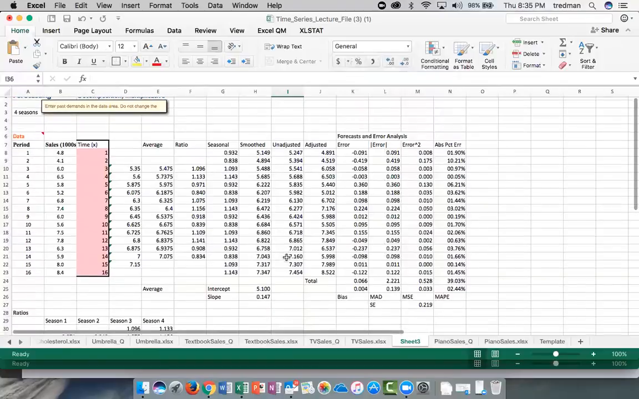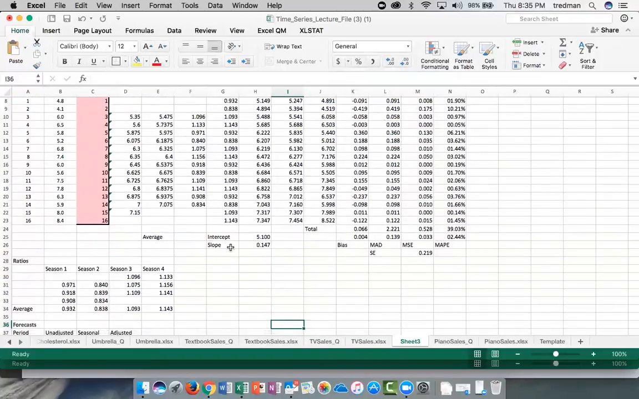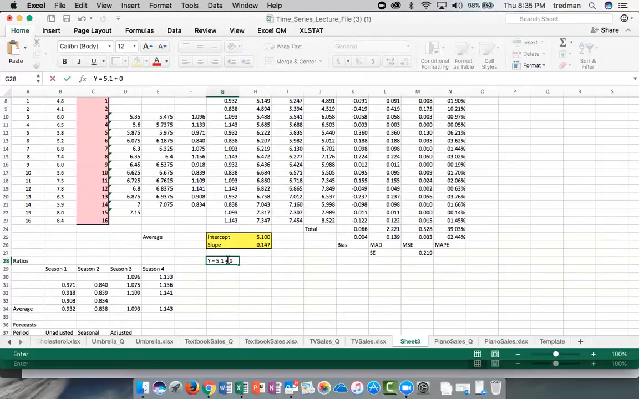Okay, so what am I looking at? The question usually wants to know what would be the equation of the line for the trend line equation. That information is contained here. So here we would have y is equal to 5.1 plus 0.147 times x. That would be our trend line equation.